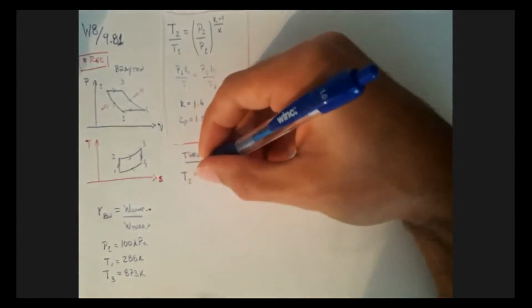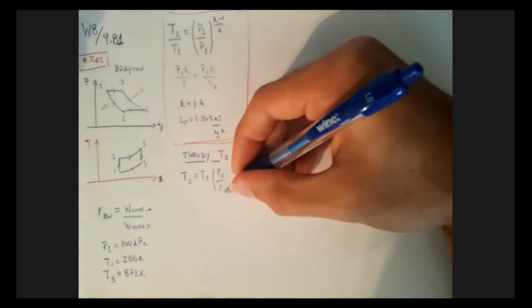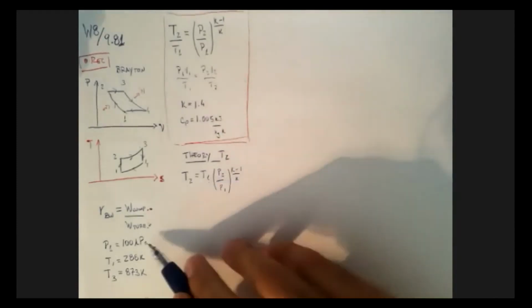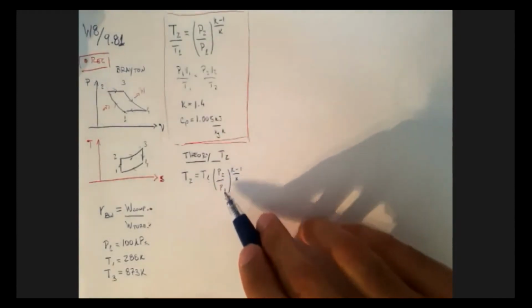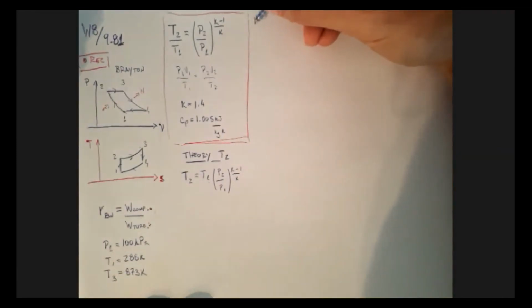Then I'm just going to relate this equation here. My T2 should be equal to my T1 times P2 over P1 to the K minus 1 over K. T1 we have, and P2 over P1 we have as well, because we have the pressure ratio. I forgot to write it down, but we do have it. I think it's 12. Yeah, 12. So it's right here on the corner.